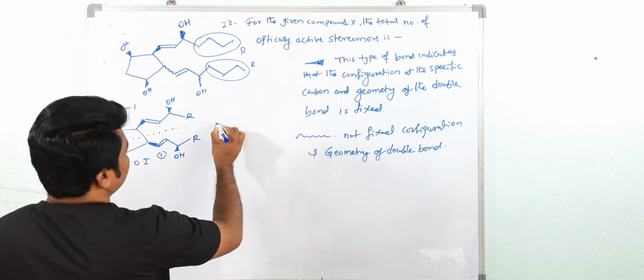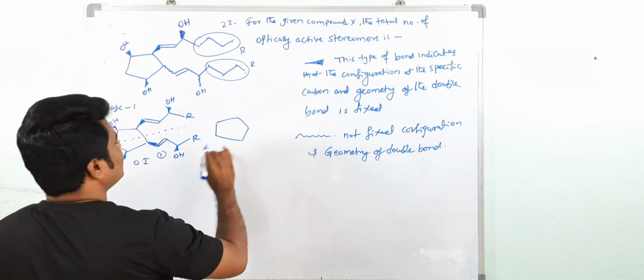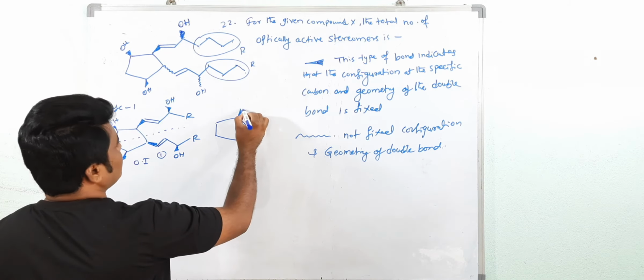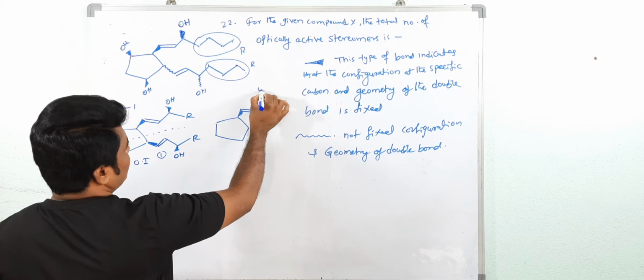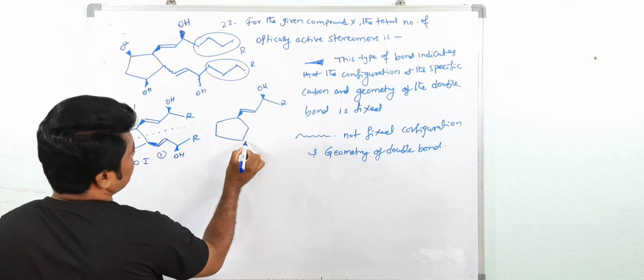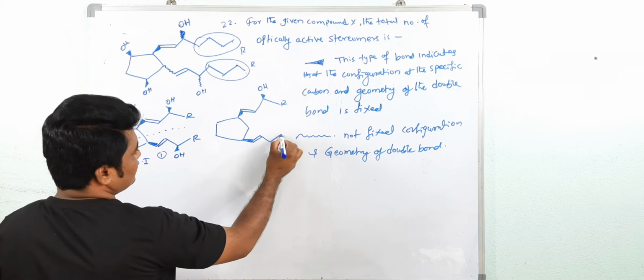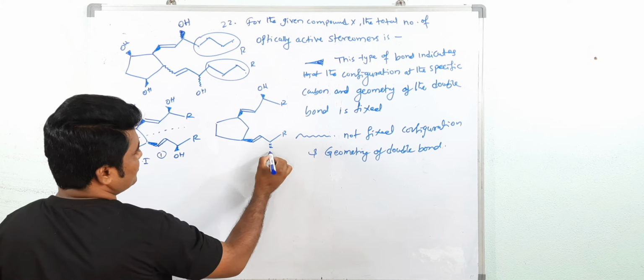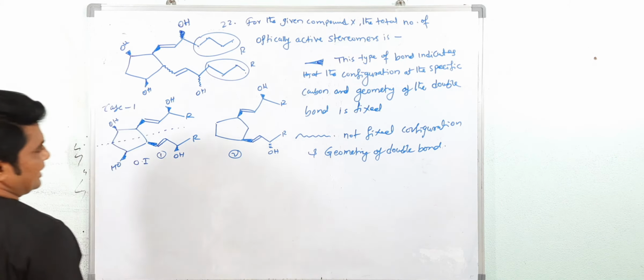Second possibility, see here. Now this is above the plane. Yes, this does not change. Okay, now it can change here. See, this is above the plane, bond is trans. Now it is below the plane. Second, there is no mirror image, optically active.